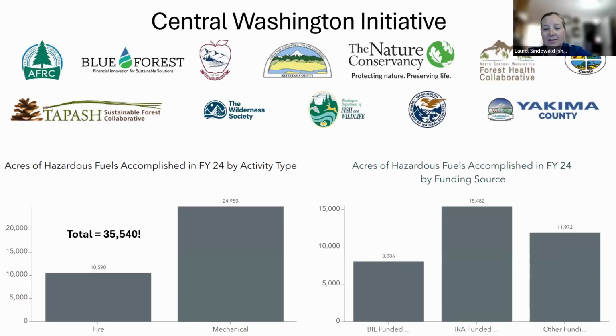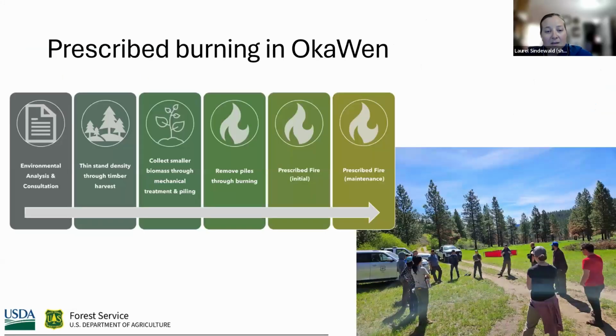Thanks to their hard collaborative effort, CWI was able to complete over 35,000 acres of treatments in fiscal year 2024. But you'll notice far fewer acres of prescribed fire were completed. This is in part because of regulatory hurdles managers face in implementing prescribed fire on the landscape. At the workshop, we spoke with Okanogan fire and fuels managers and even got the chance to take a field trip to a site where they had done a broadcast burn in the previous year.